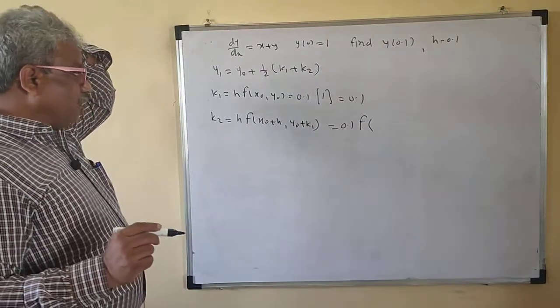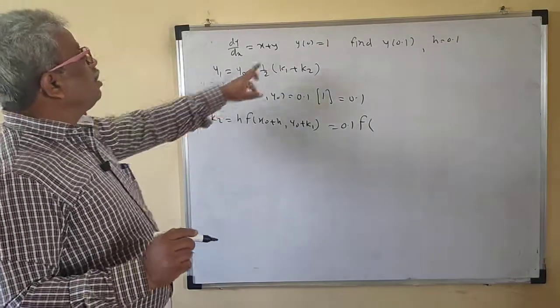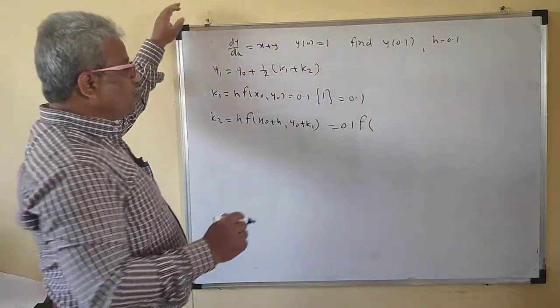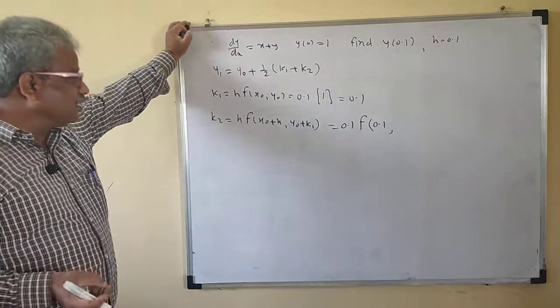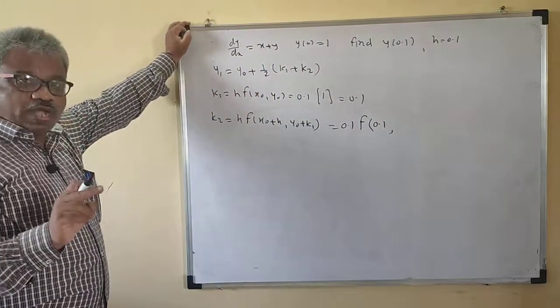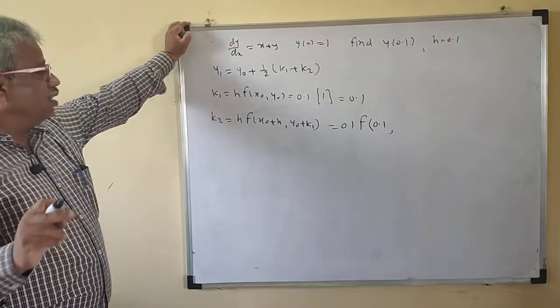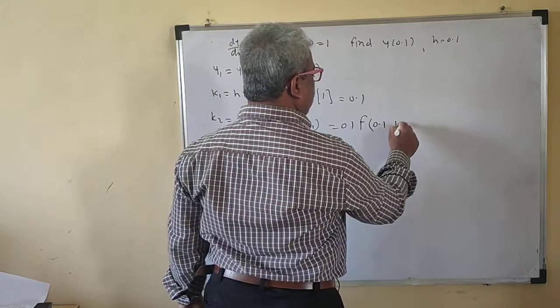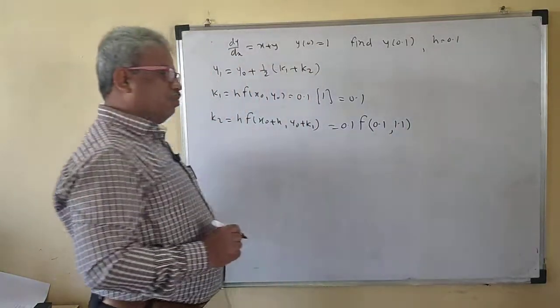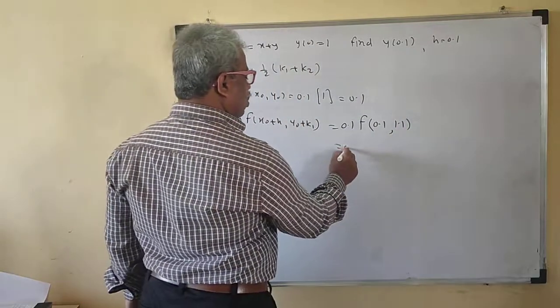Okay, so y naught plus h. Your y naught is what? 0, and your h is 0.1. So this is 0.1. Y naught plus k1. Your y naught is 1, and your k1 is 0.1. So 1 plus 0.1 is 1.1.